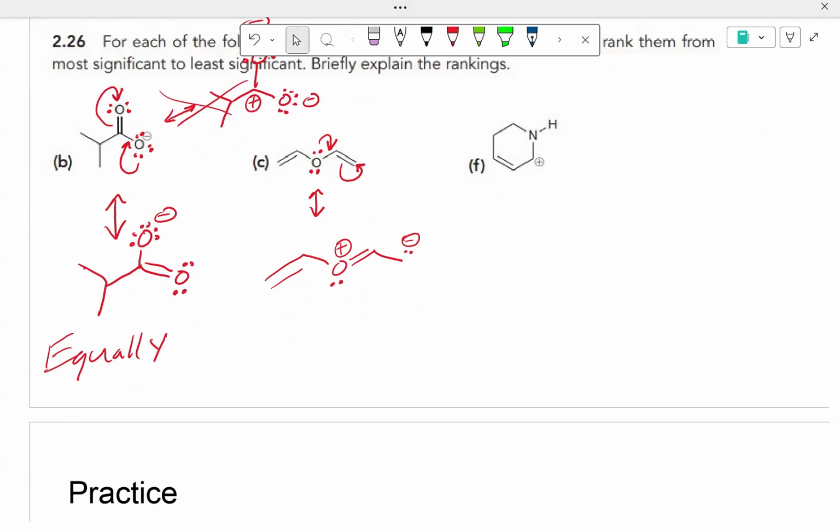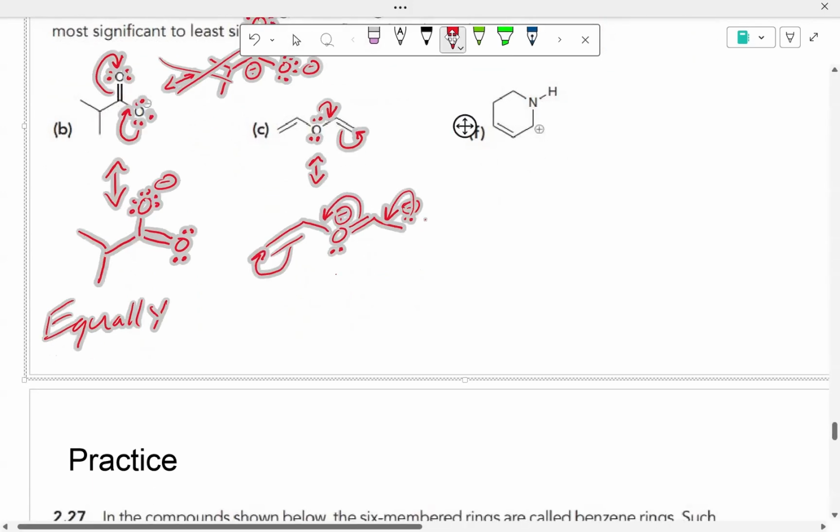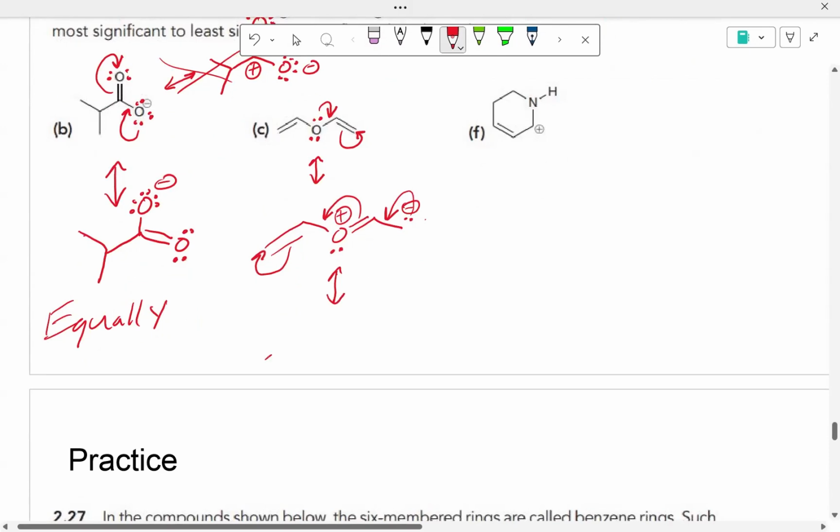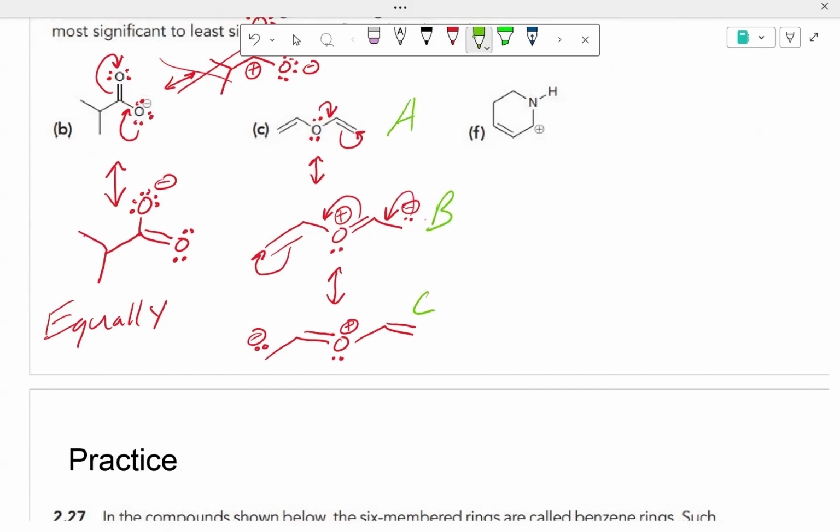Now I can also draw one. If I start with this, I can take that lone pair, move it here, move these back to the oxygen. Actually, no, not back to the oxygen. Move them over this way. And now the negative charge would be on the opposite side. Now, just so I can talk about these individually, I'm going to label them A, B, and C.